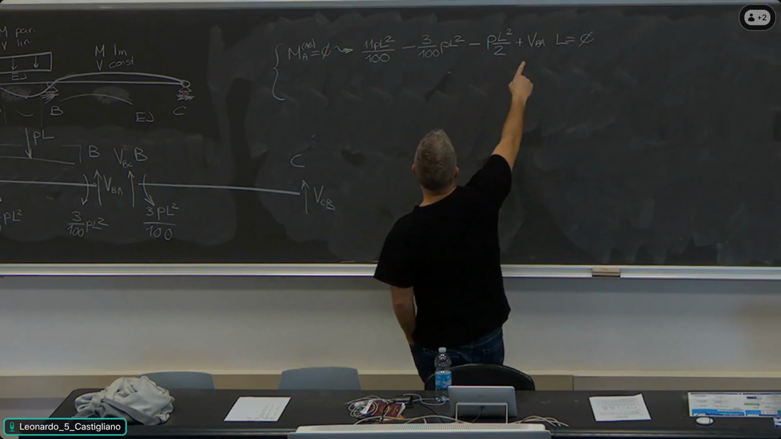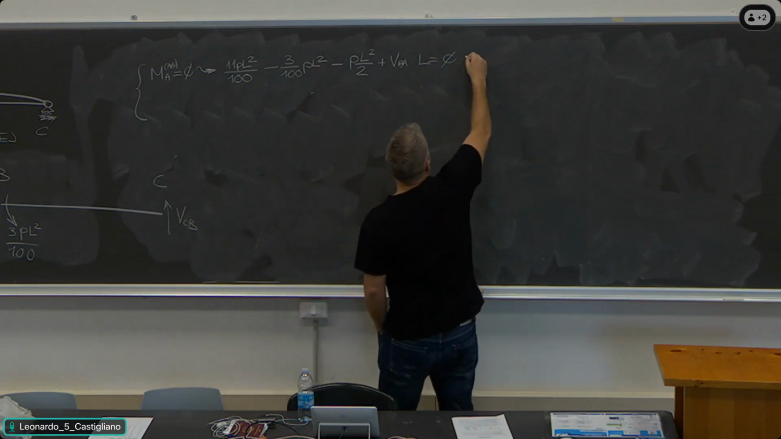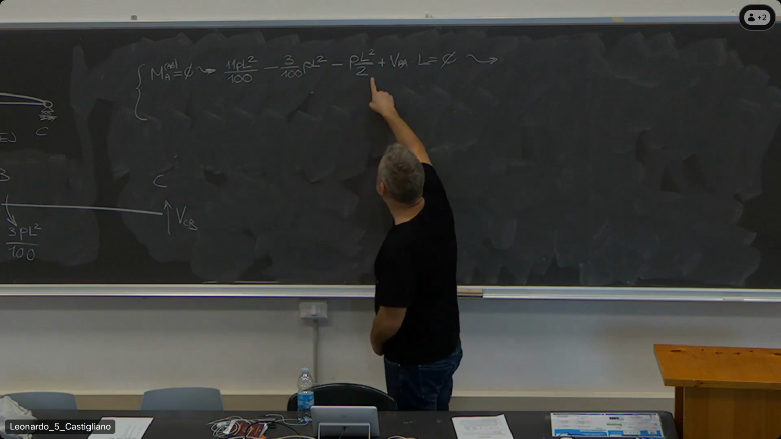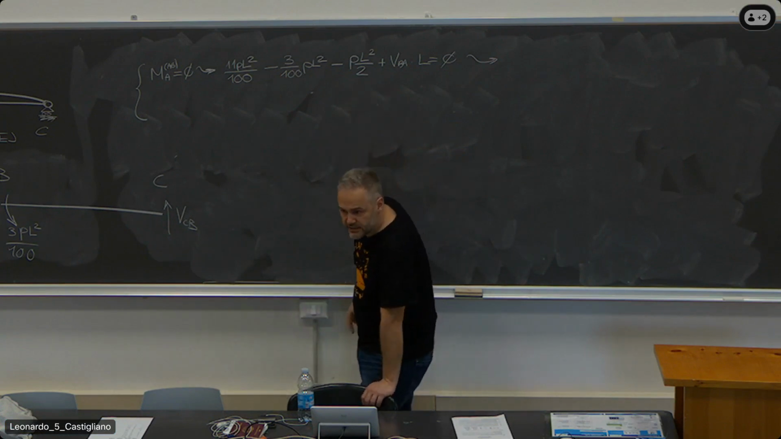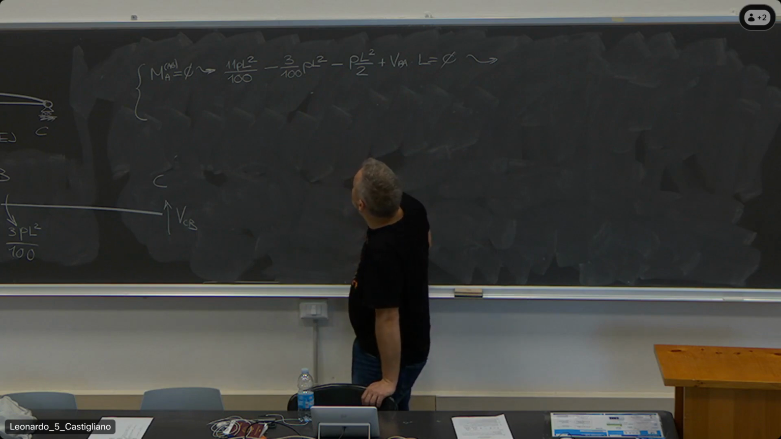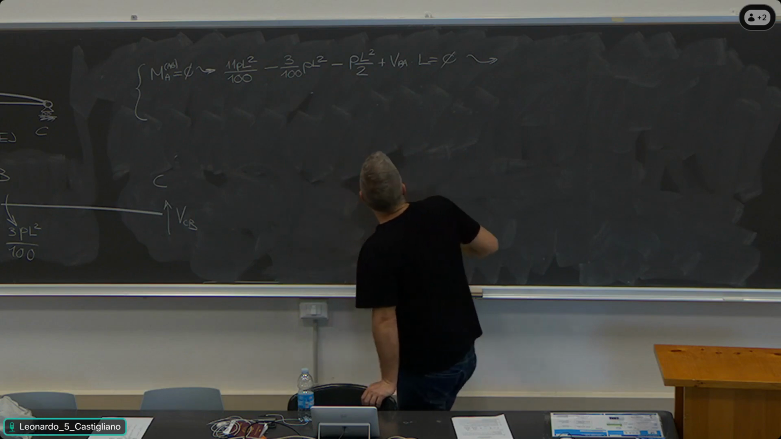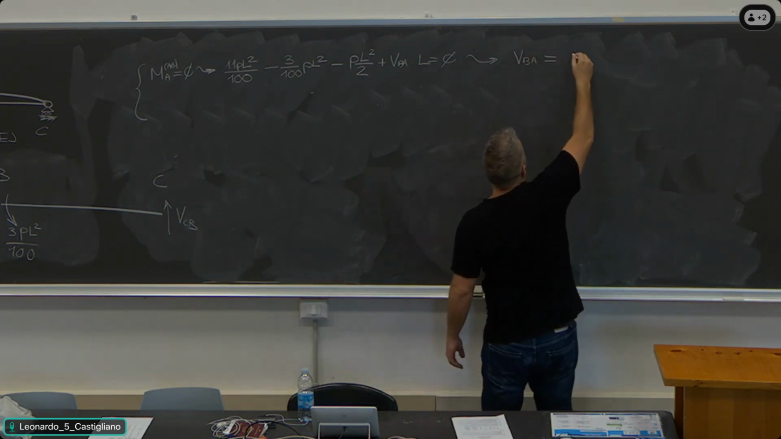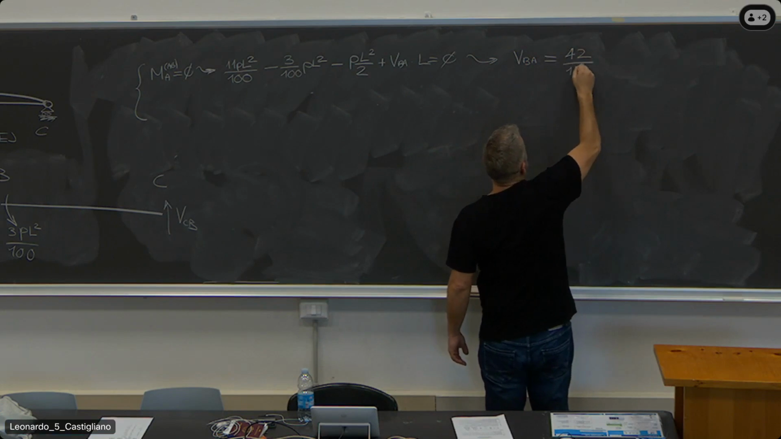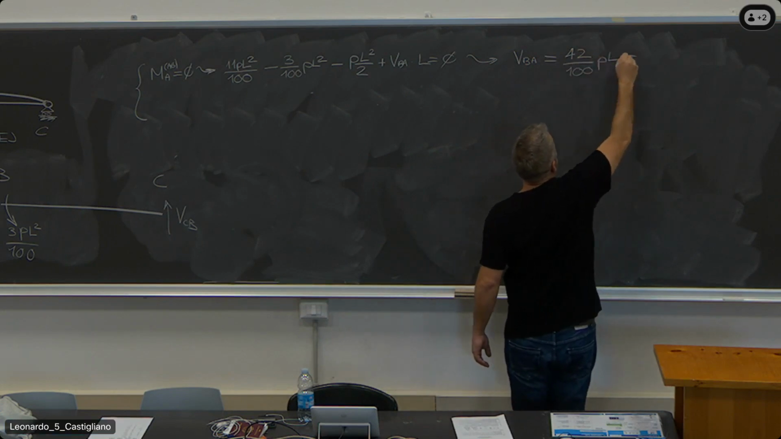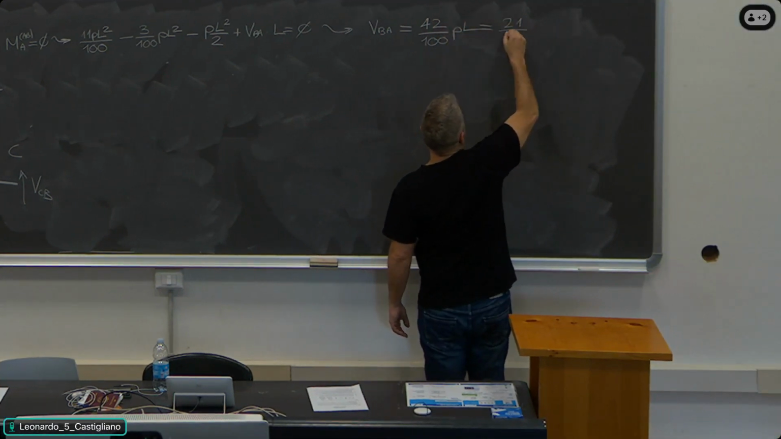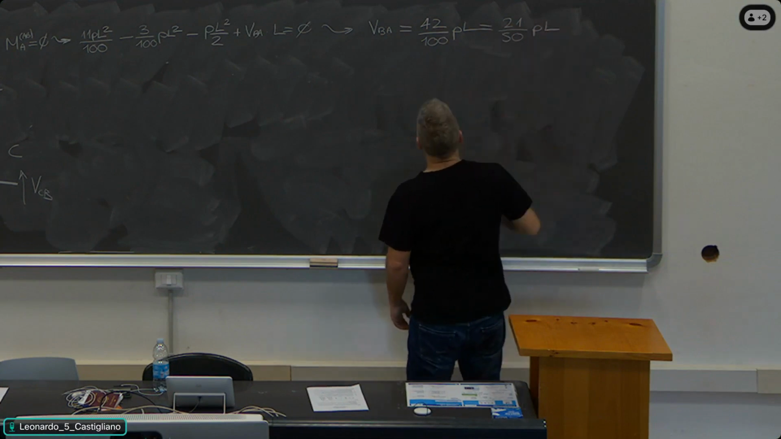A little bit of math again. 11 minus 3 is 8 over 100. This is 50 over 100. Okay. The two have opposite signs. So in the end, the result will be VBA equal to 42 over 100 PL, which is equal to 42 divided by 2, is 21 over 50 PL. Okay?